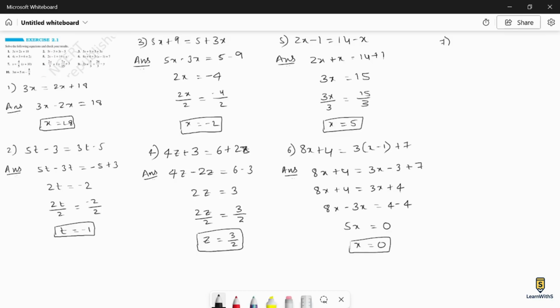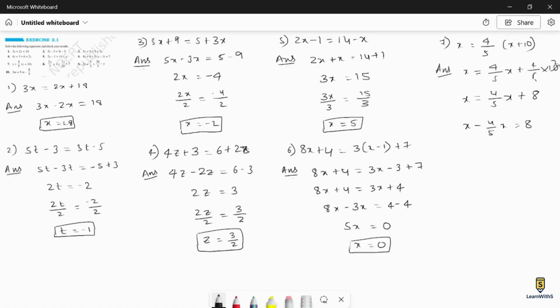Next, seventh question. x is equal to 4 by 5 into x plus 10. Here what we have to do is x is equal to 4 by 5x plus 4 by 5 into 10. 5 ones are 5, 5 twos are 10. x is equal to 4 by 5x plus 4 into 2, 8. Now x minus 4 by 5x is equal to 8.